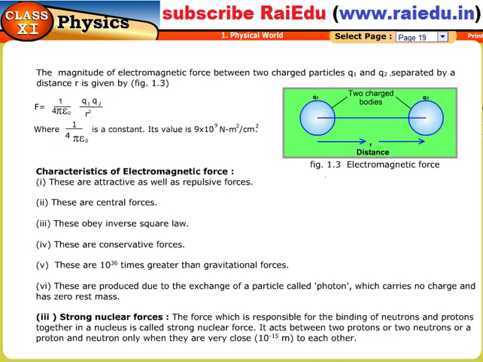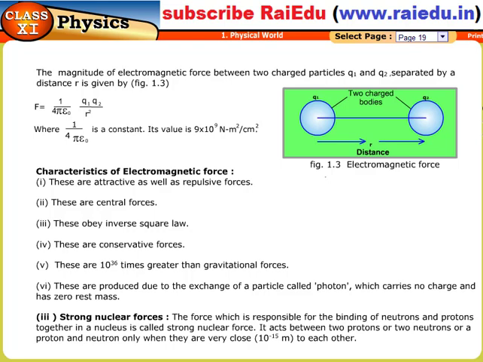The magnitude of electromagnetic force between two charged particles Q1 and Q2 separated by a distance r is given by F equals 1 upon 4 pi epsilon naught Q1 Q2 upon r square, where 1 upon 4 pi epsilon naught is a constant. Its value is 9 into 10 to the power 9 Newton meter square per coulomb square.